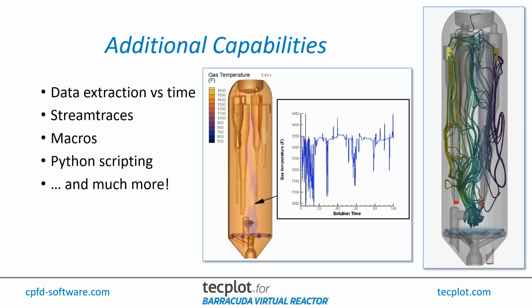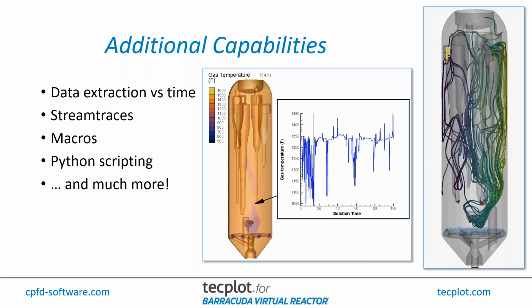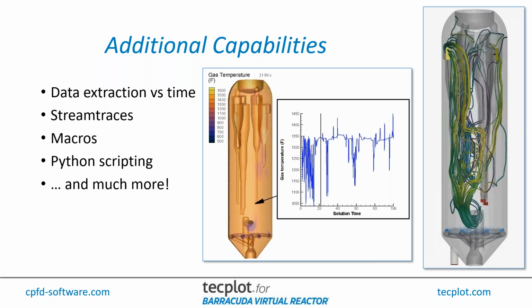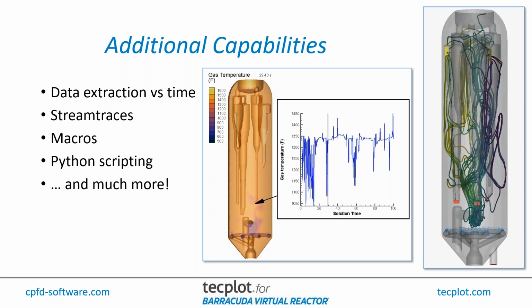Another thing that it has some really strong capabilities for is stream traces. So the animation that's shown on the right, we selected a boundary condition, and then Tecplot 360 can draw stream traces to follow where the fluid from that boundary would travel.